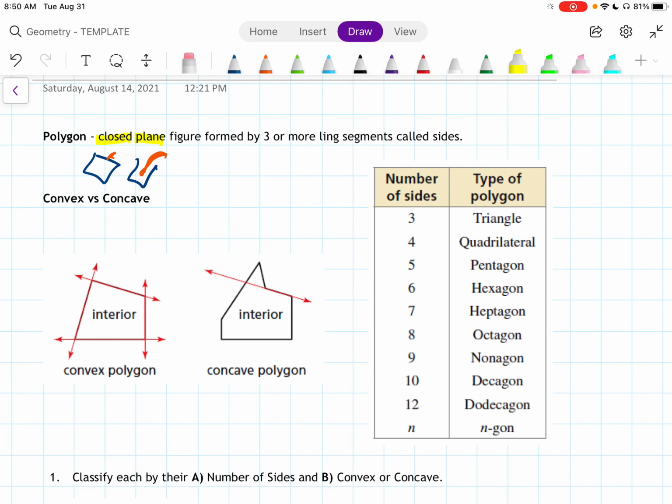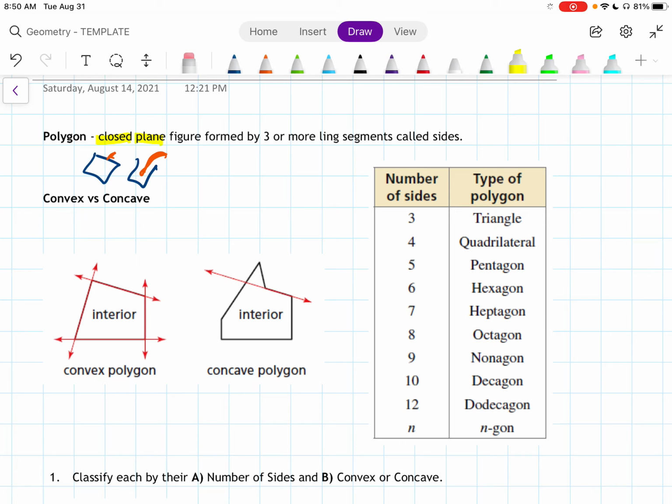On the right here, we have a little table, number of sides, and then the type of polygon. These are good words to know. We have a triangle, a quadrilateral with 4 sides. A pentagon is 5. A hexagon is 6. Heptagon is 7. Octagon is 8, right? 8, stop sign, octagon. Decagon is 10. A dodecagon is 12 sides. And then for anything else that's not on this list, we call it an n-gon. Like a 13-sided figure would be a 13-gon.